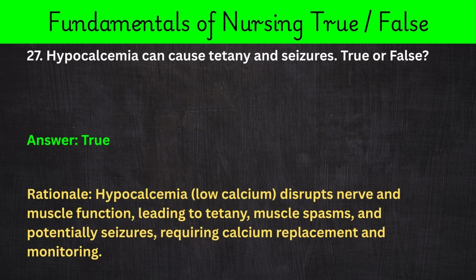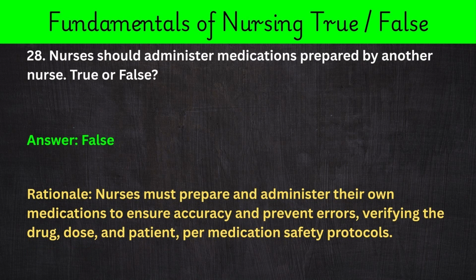27. Hypocalcemia can cause tetany and seizures. True or false? Answer: true. Rationale: hypocalcemia, low calcium, disrupts nerve and muscle function, leading to tetany, muscle spasms, and potentially seizures, requiring calcium replacement and monitoring.